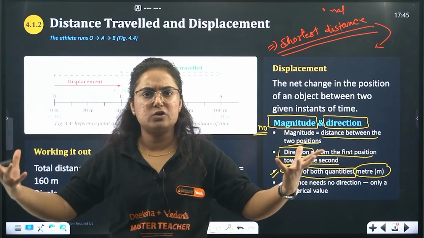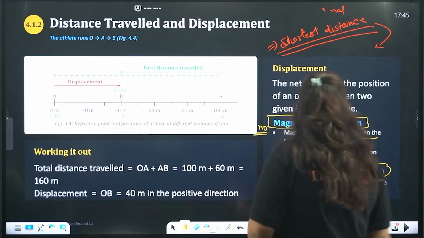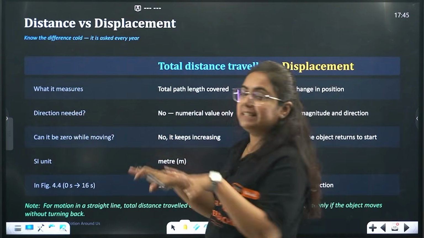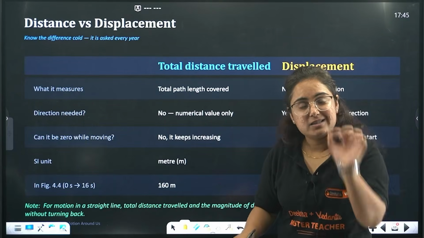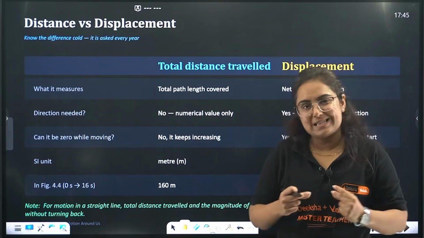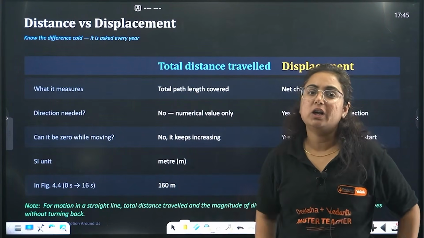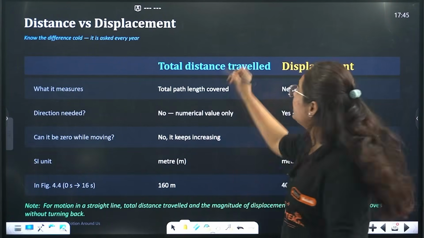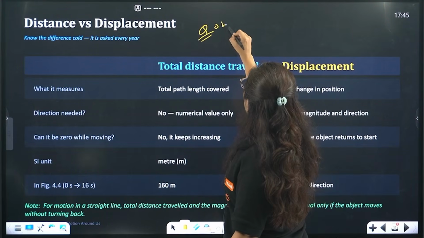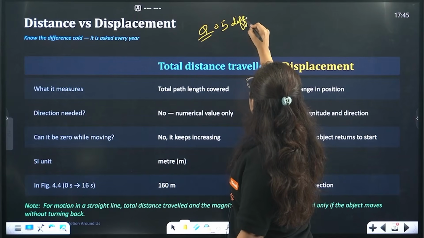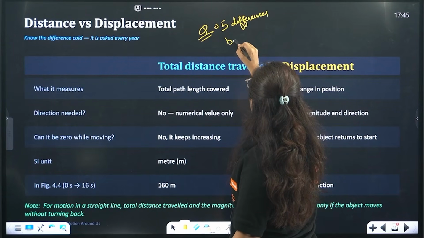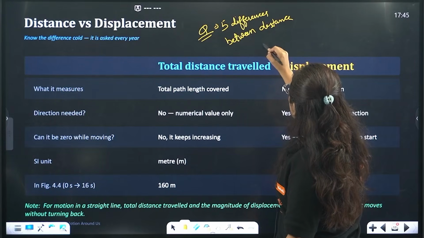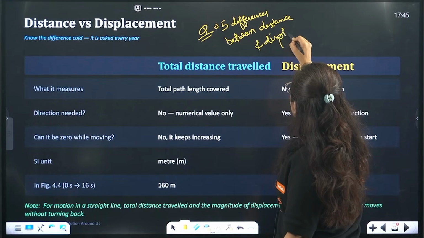And now we will understand those two new terminologies. First, we have to see this. When I say that this is a sure question that is going to come in your exam, you have to right now write in your NCERT or somewhere in your copy: write 5 differences between distance and displacement.